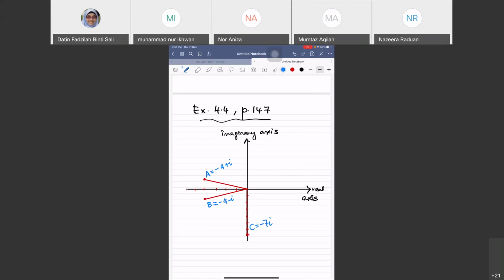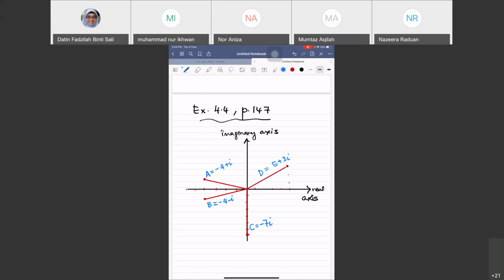And then D is 5 plus 3i. From the origin, go 5 units to the right, 1 2 3 4 5, and then 3 units up, 1 2 3. Assuming that's the point, just draw a straight line. So that is D, which is 5 plus 3i.